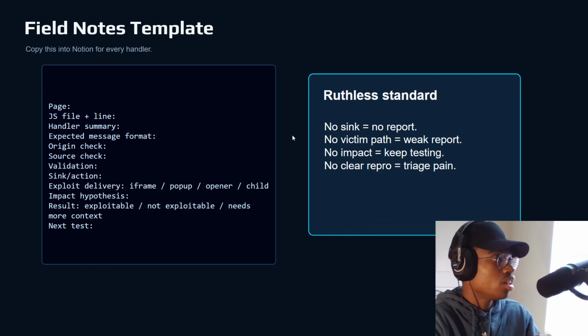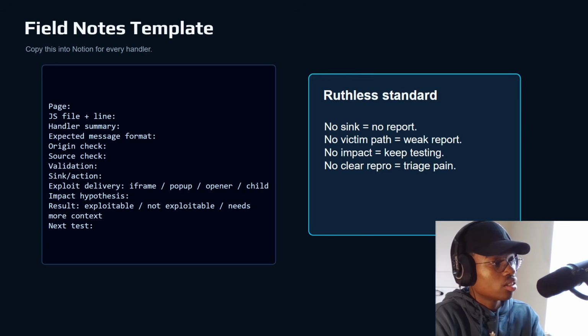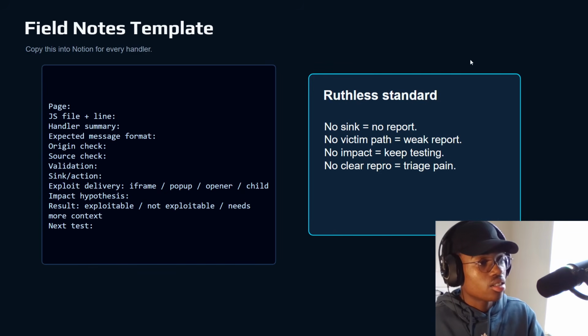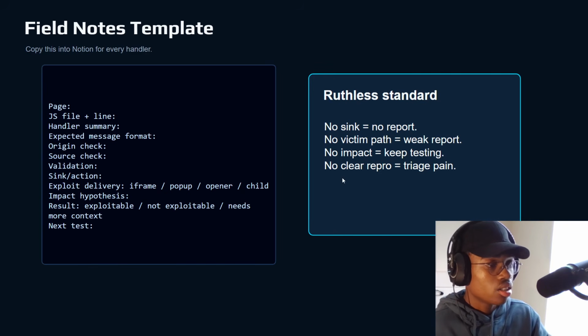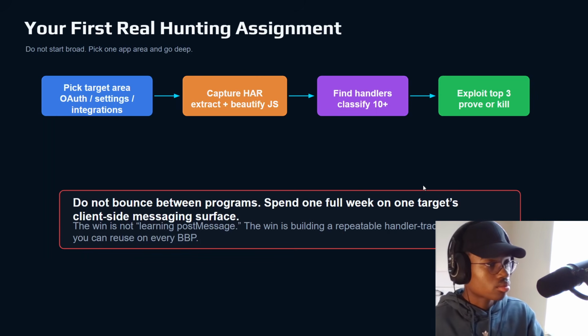Field notes template: copy this into Notion for every handler. You can just read that. I'm not going to, just going to take a mental image. Okay, ruthless standard: no sink equals no report. No victim path equals weak report. No impact, keep testing. No clear repro equals triage pain. I think it's like you don't have the exploit server set up, and so they would have to make it themselves, and that's a lot of work.